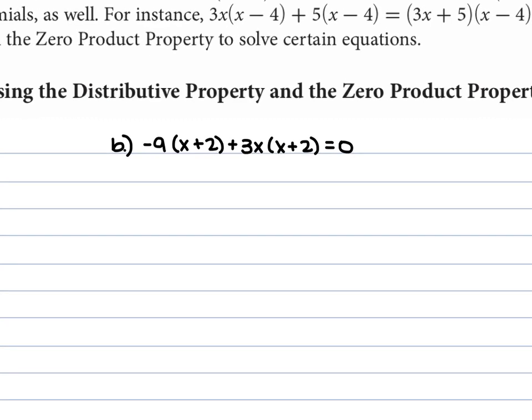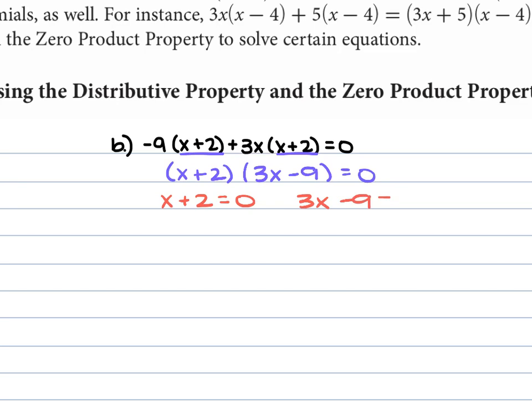For B, we have negative 9 times x plus 2 plus 3x times x plus 2 is equal to 0. Those two parentheses are the same, so we're going to rewrite one and then form another with the 3x and the negative 9. We're going to set both of these equal to 0, so x plus 2 is equal to 0, and 3x minus 9 is equal to 0. And then we're just going to solve.